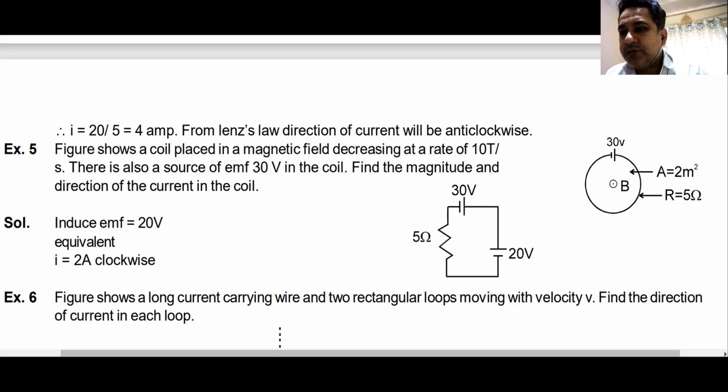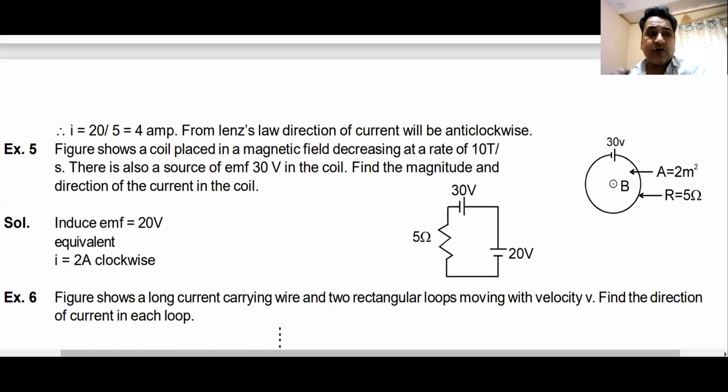Okay. So basically, how much is the induced EMF? First of all, you have to find out the induced EMF, which is dB by dt into A. So dB by dt is 10, A is 2. So the induced EMF is 30 volt. Now you have to see the direction of that induced EMF. Magnetic field is decreasing, so we need to increase it. So it must be anti-clockwise.